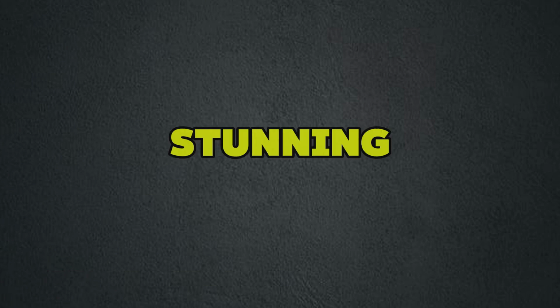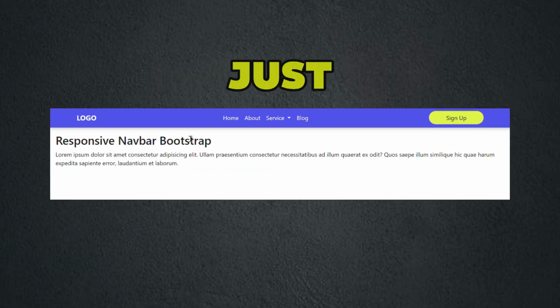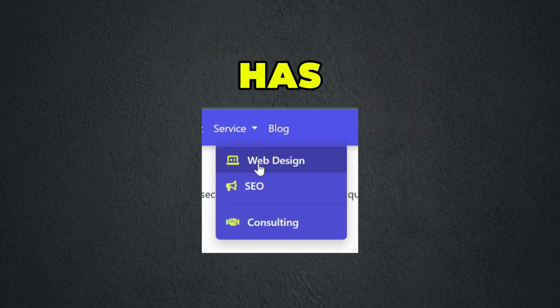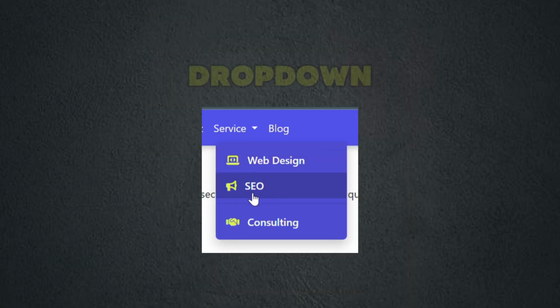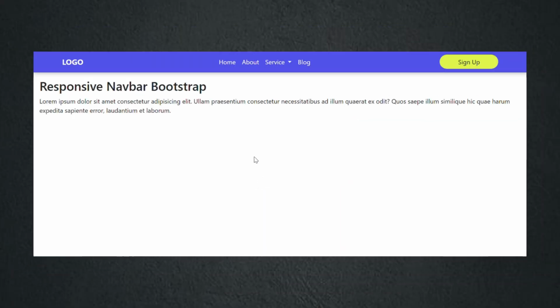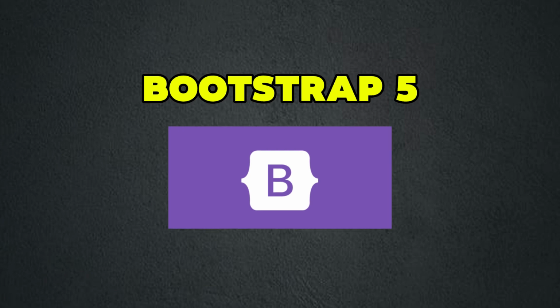Ever wanted to build a stunning, responsive navbar that just works beautifully across every screen size? A navbar that has smooth hover effects, a stylish drop-down menu, and a buttery smooth mobile experience? Well, in today's video, we're building this exact navbar step by step using Bootstrap 5.